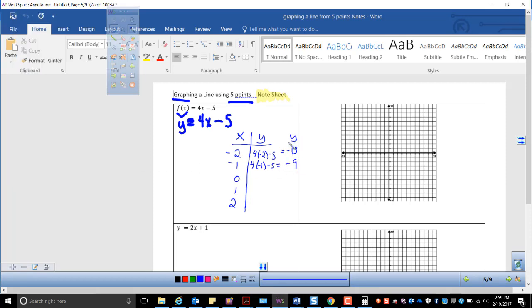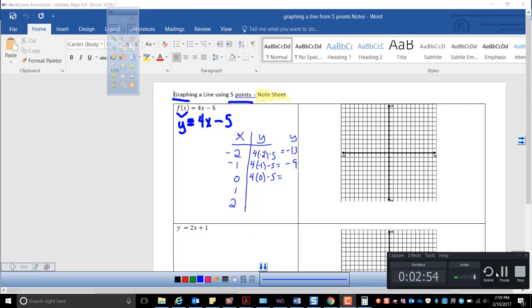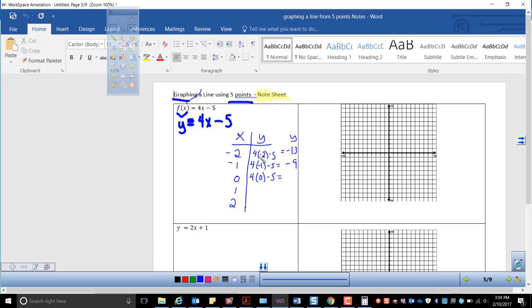And these are our y values. And then we do 0. 4 times 0 minus 5. 4 times 0 is 0, minus 5 is -5. And if we put in 1, we get 4 times 1 minus 5. 4 times 1 is 4, minus 5 is -1. And if we put in 2, we get 4 times 2, which is 8, minus 5, which is 3.